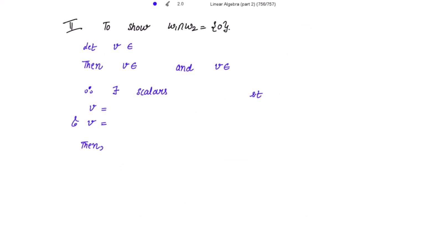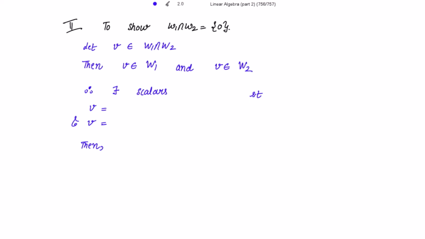Second, to show that their intersection is equal to the 0 element, right? So let's take one element from W1 intersection W2. Let V be the element from this intersection. Then V belongs to W1 and V belongs to W2 both, because this is an intersection. So therefore there exist scalars. Now W1 is generated by V1, V2. W2 is generated by V3.